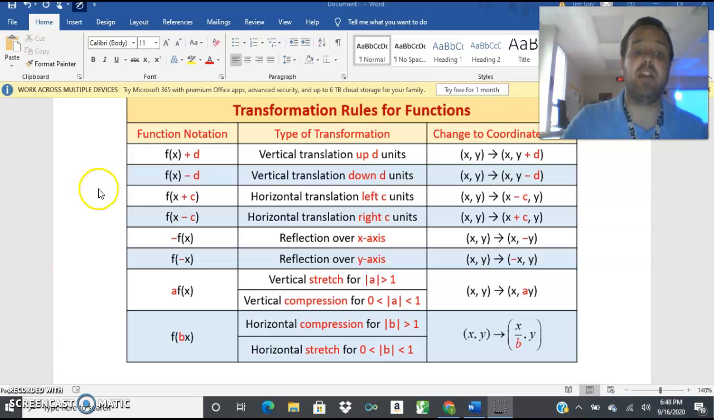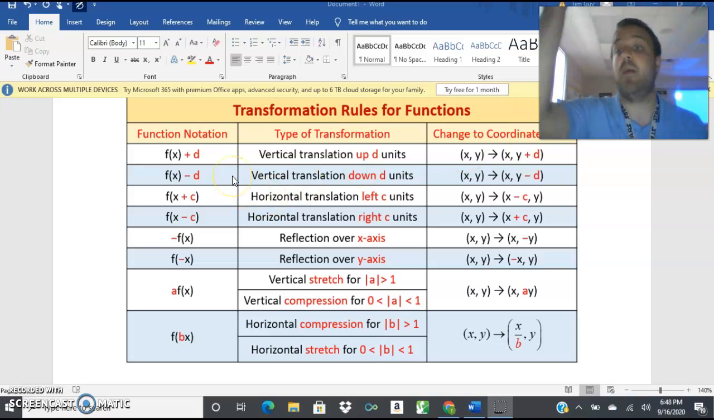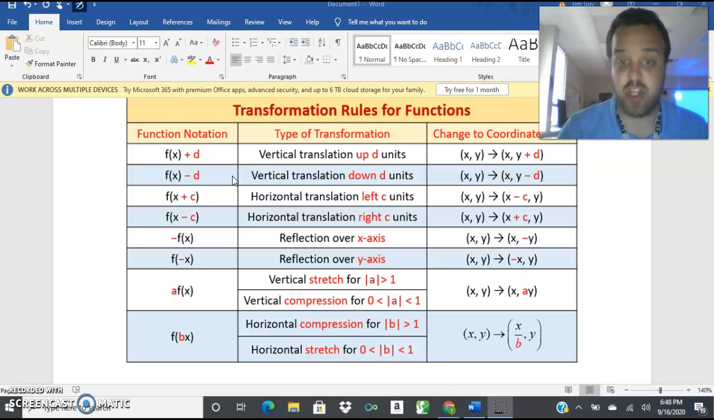Okay, the very first one is what happens when I add or subtract outside of a function. Meaning if I have x squared plus 5 or x squared minus 4, where it's on the outside of the function. What that's going to do, and hopefully what you noticed, is move your function up and down vertically. So if I'm moving it up, I would add a number, and that's going to change my coordinates to make my y's all move up that far. Whereas if I subtract, it's going to move all my y's down, so I subtract that number from all the y coordinates of that function, okay?